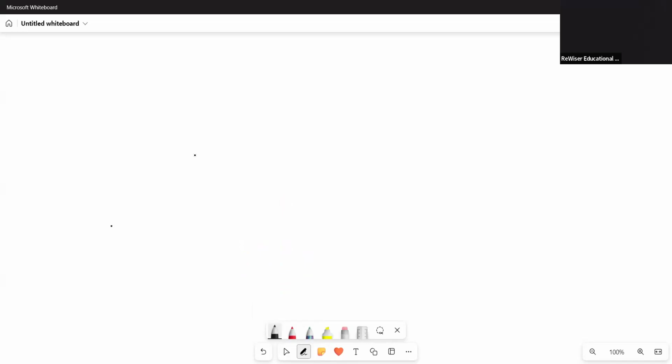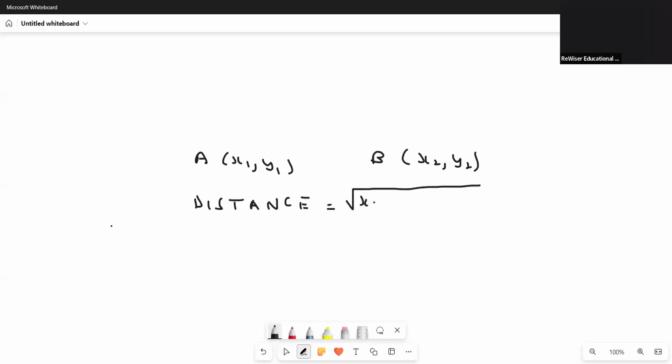Suppose there's a point A whose coordinates is x1, y1. There's a point B whose coordinate is x2, y2. So now, if I have to find the distance between 2 points, the formula says it should be the root under of x2 minus x1 whole square plus y2 minus y1 whole square. So that's the formula for the distance between the 2 points AB.